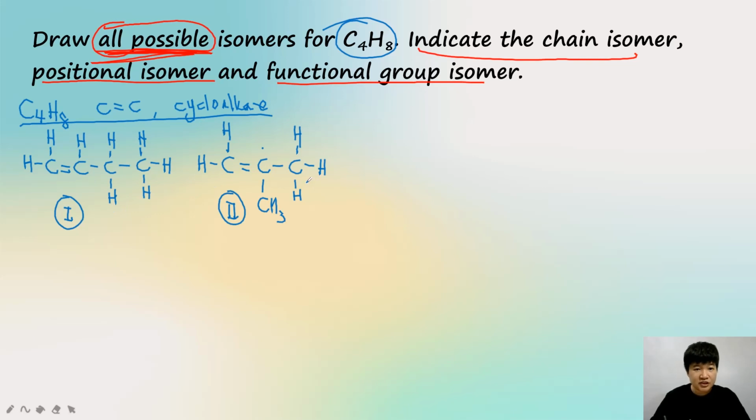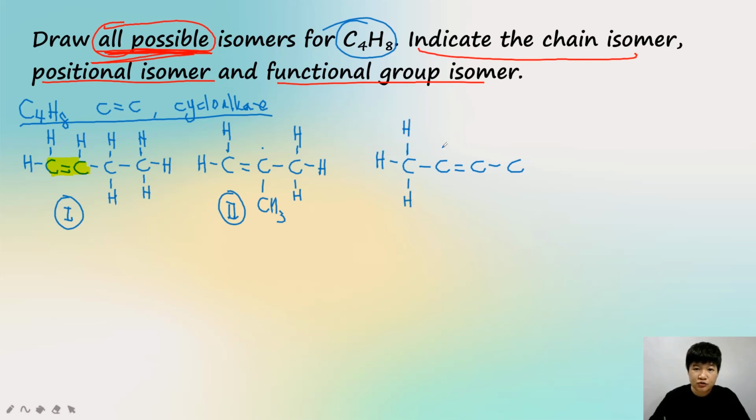Since we are done with the chain isomer, let's move to position. So for this one, the position is changing the double bond from the first carbon to the second carbon. So my structure number 3 can be a 4 carbon straight chain, changing the double bond from the first carbon to the second carbon. Okay, complete the hydrogen.